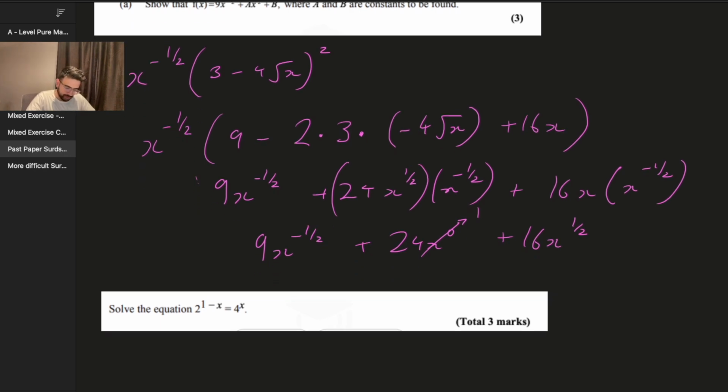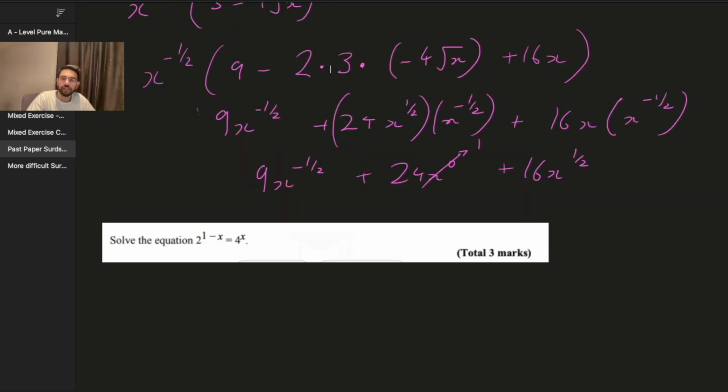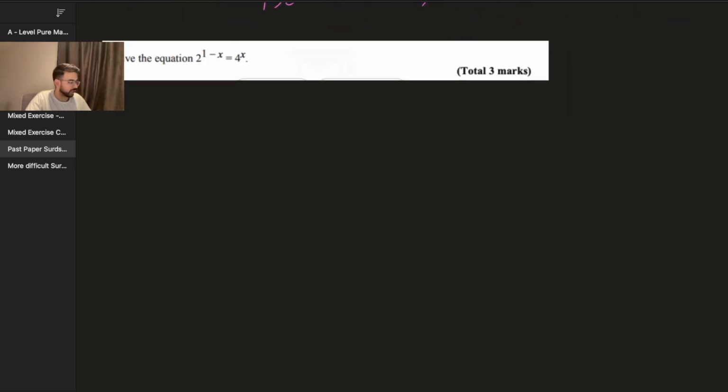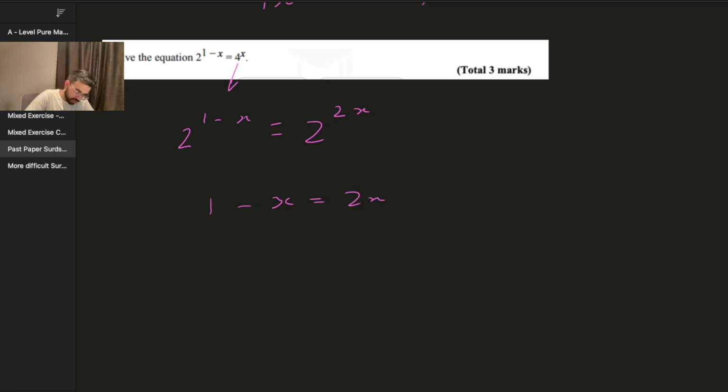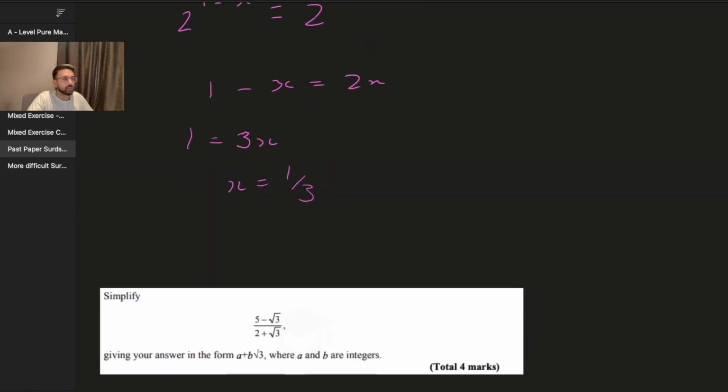Now let's move on to the next question. So now this is a little bit of a trickier question. We are going to make the 4 have the same base. Okay, so it's going to be 2 to the power 1 minus x equal to 2 to the power 2x. Okay, now that I know this, I can say that 1 minus x is equal to 2x, since the bases are the same, and it will simply be 1 equal to 3x, and therefore x is 1 over 3. Okay, nice and simple. Let's move on to our next question.